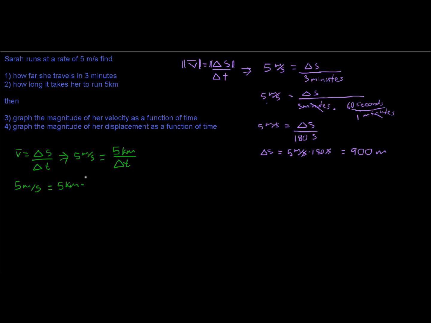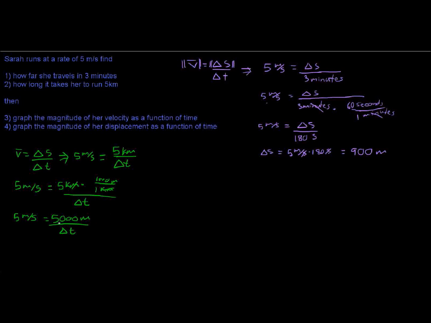I mean, we need to transform this just into meters, so we want kilometers in the denominator to cancel out, meters in the numerator. 1 kilometer is equal to 1,000 meters. And that's still all over delta t. So the kilometers cancel out, and we're left with 5 times 1,000 meters. So we have 5 meters per second is equal to 5,000 meters divided by our change in time.